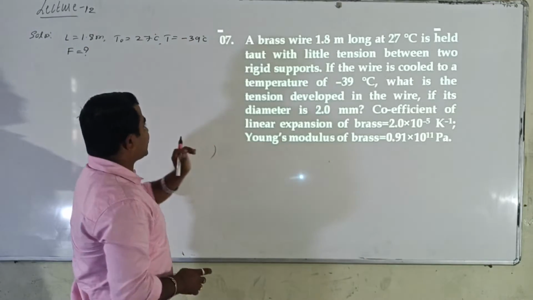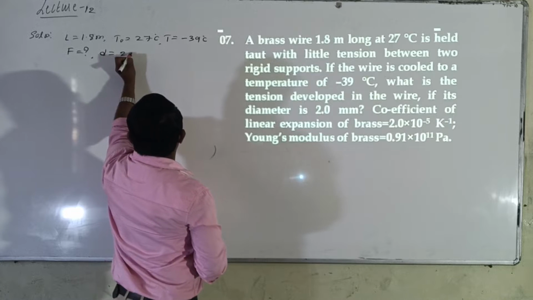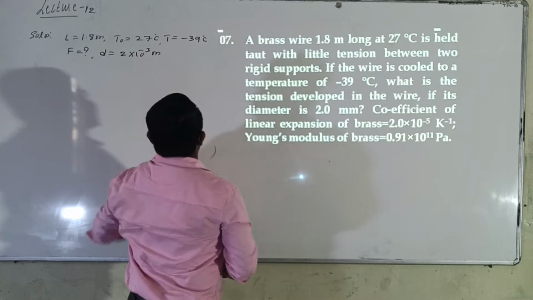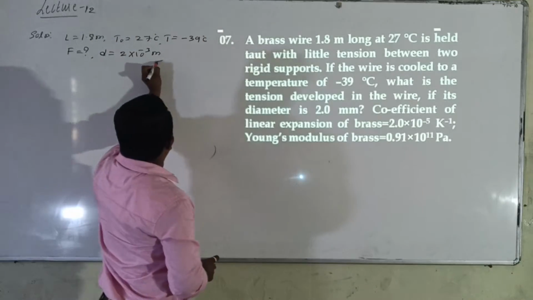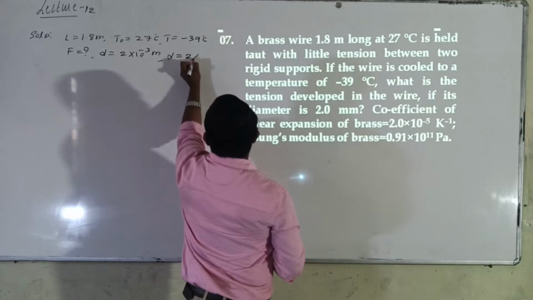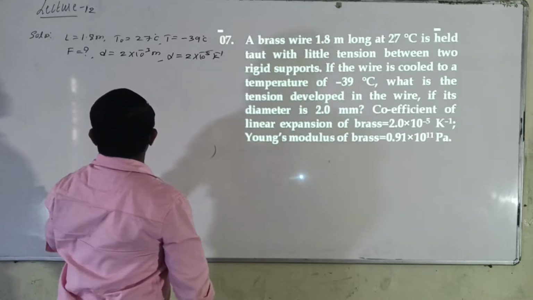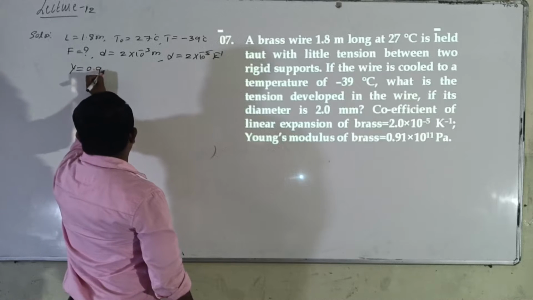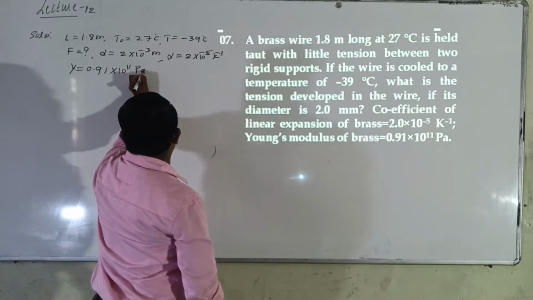The diameter is given as 2 millimeter. The coefficient of expansion of brass, the alpha value, is 2 into 10 raised to minus 5 per Kelvin. And Young's modulus is 0.91 into 10 raised to 11 Pascal.